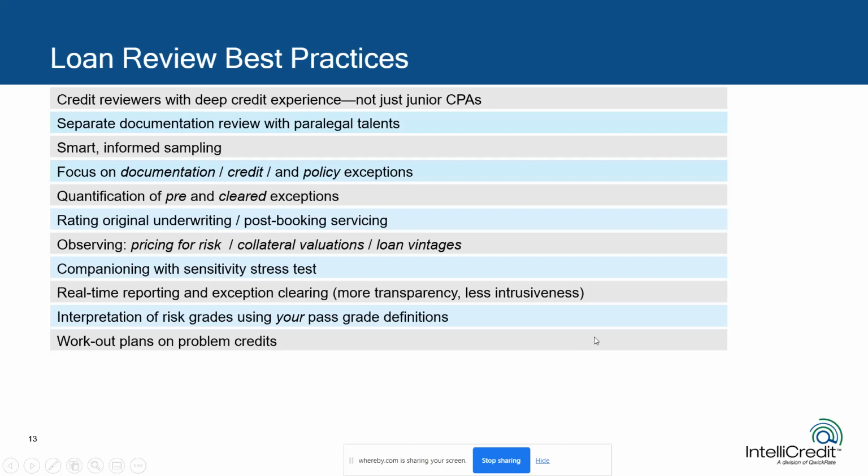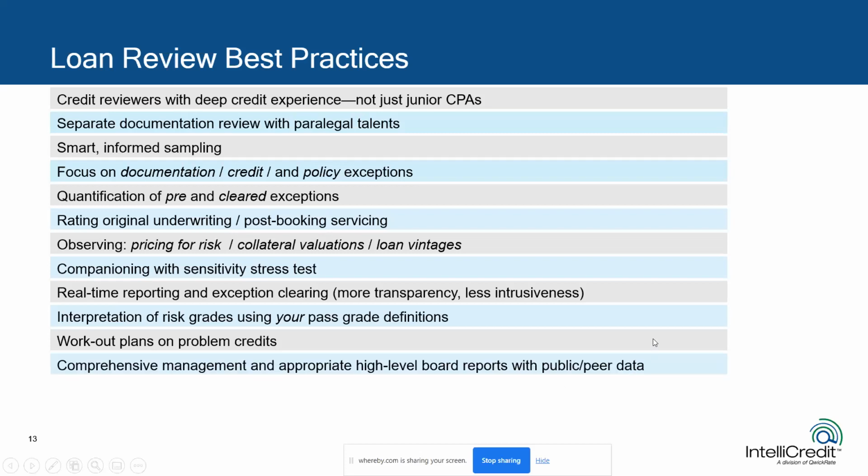But the regulators have come up with the sense that even workout plans or any kind of materially impactful problem credit needs to have some independence associated with that. We're certainly incorporating that into our sampling process in adherence to the new guidance.